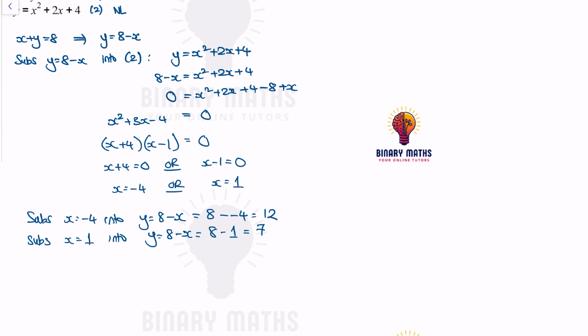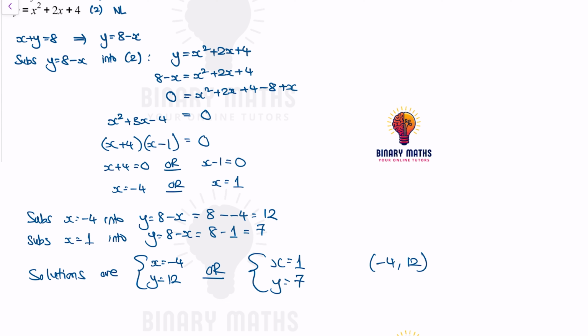Which means my solutions are x equals negative 4, y equals 12, or x equals 1, y equals 7. Or you can write it as minus 4, 12, and 1, 7. So these are my points of intersection for that line and curve. Okay, let's move on to a second example.